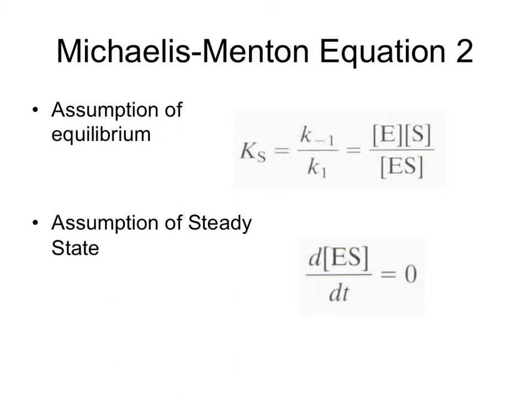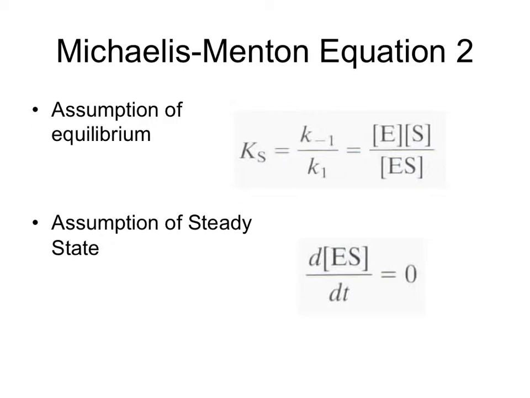Two major assumptions are made in terms of Michaelis-Menten. One is that there's an assumption of equilibrium, and two is that there's an assumption that it's undergoing steady state. And so in the assumption that it's under equilibrium, your Ks, right, which is the K minus 1 over K1, is then equal to the enzyme times substrate divided by the enzyme substrate. And then in terms of assuming a steady state, this means that the formation of the enzyme substrate complex is then equal to 0.